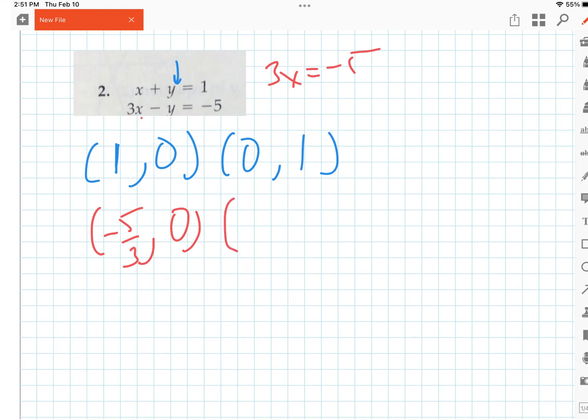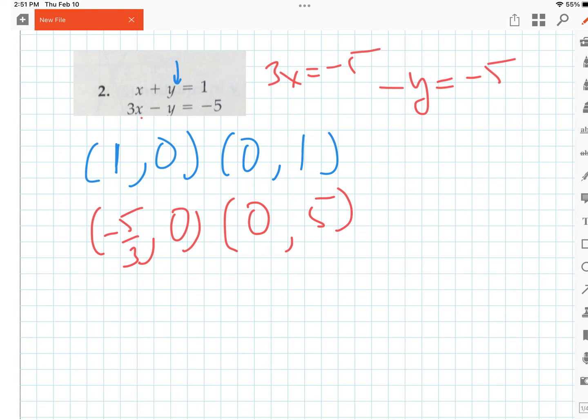Not a very pretty number, so I'm not convinced this is the easiest way to do it, but sometimes it works easier. We'll get the right answer, it's going to be a little bit different. And then if I'm looking for the y-intercept, x is 0, that leaves me negative y equals negative 5, so does that tell me y equals 5?